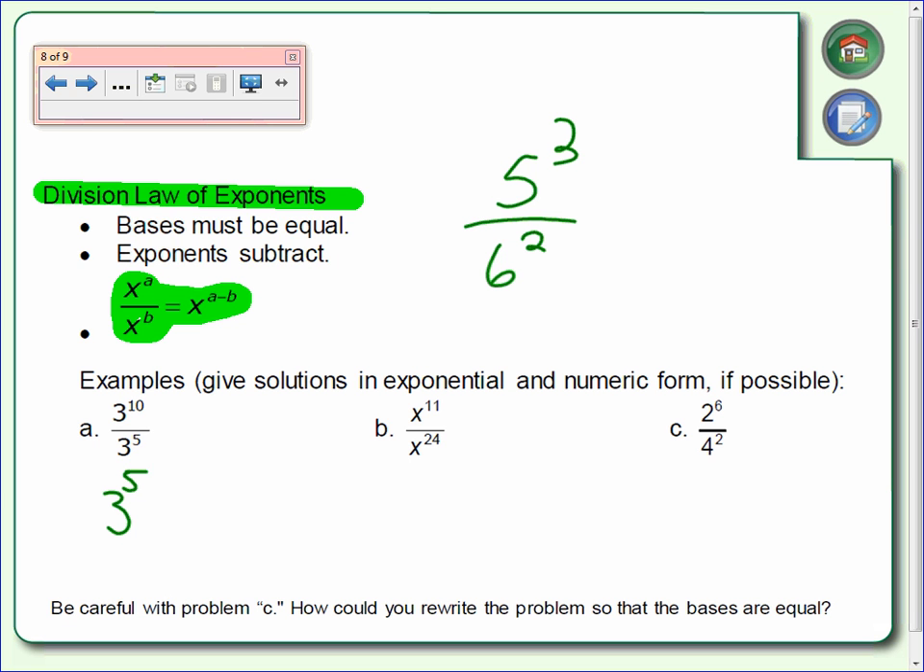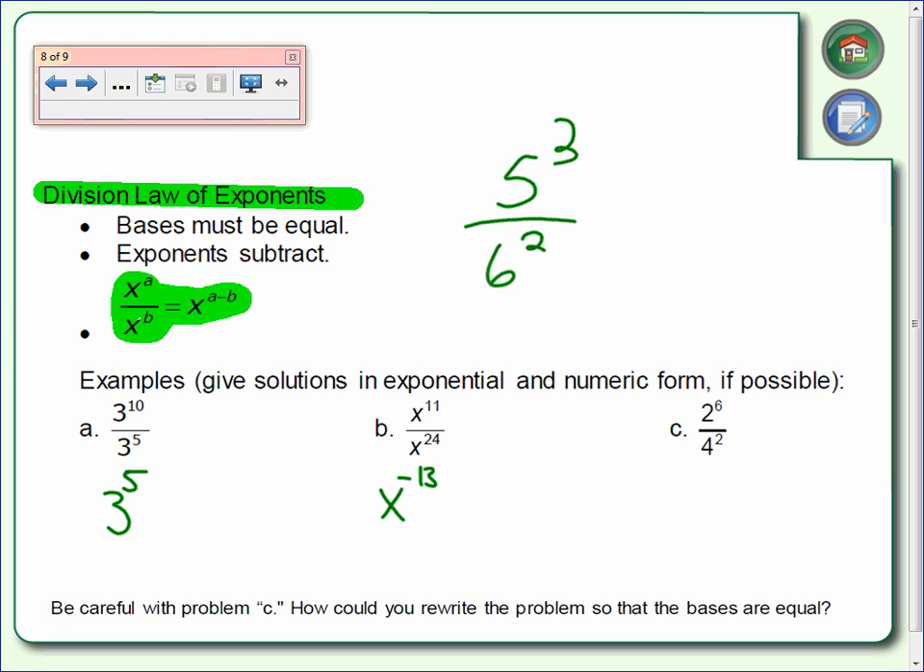Next one. X to the 11th divided by x to the 24th. Keep the same base, and subtract the exponents. Now remember, we said it's got to be the top one minus the bottom. 11 minus 24 is negative 13. Very good. Negative 13. Now we have a problem here, guys. Wait, time out. I'm not looking at C yet. I'm coming back to B over here. So there's a problem: a negative exponent.